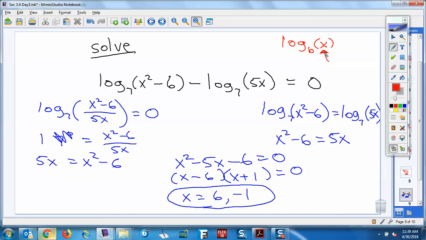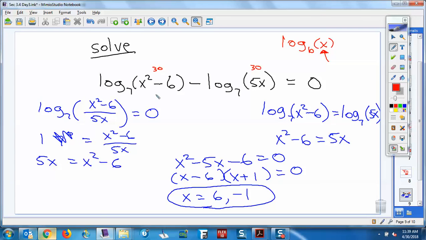Now that doesn't mean x can't be negative. It doesn't mean we're going to throw out the negative 1 just because it's negative. The inside of the log can't be negative. So you have to check these answers. So put a 6 in here, that'd be 36 minus 6, that's 30, that's no problem. And put a 6 in here, 5 times 6 is 30. Okay, log 30 minus log 30 would be 0, that works.